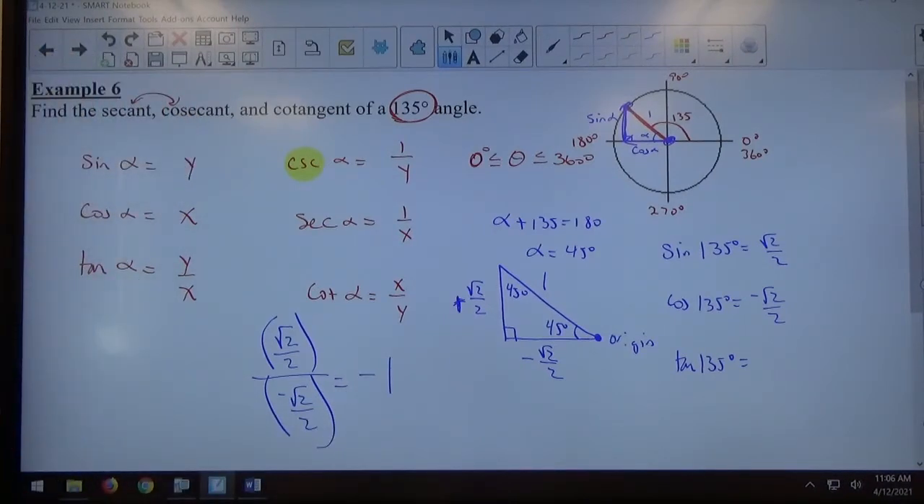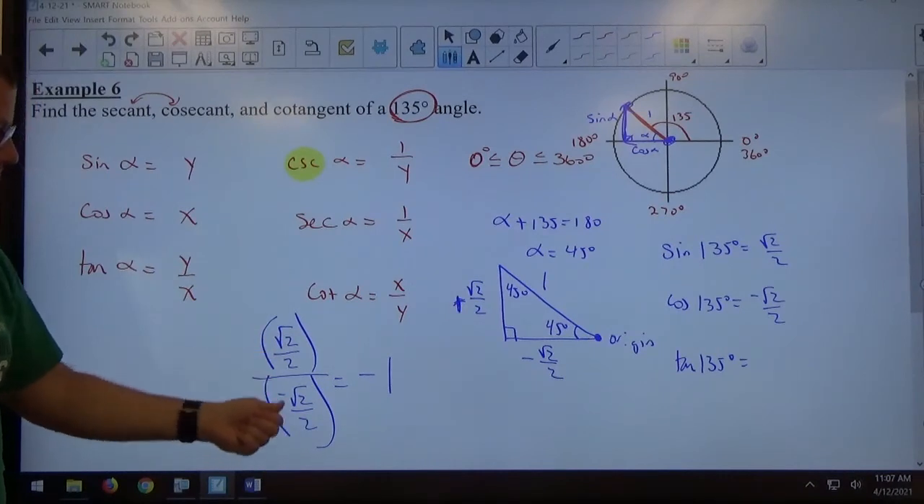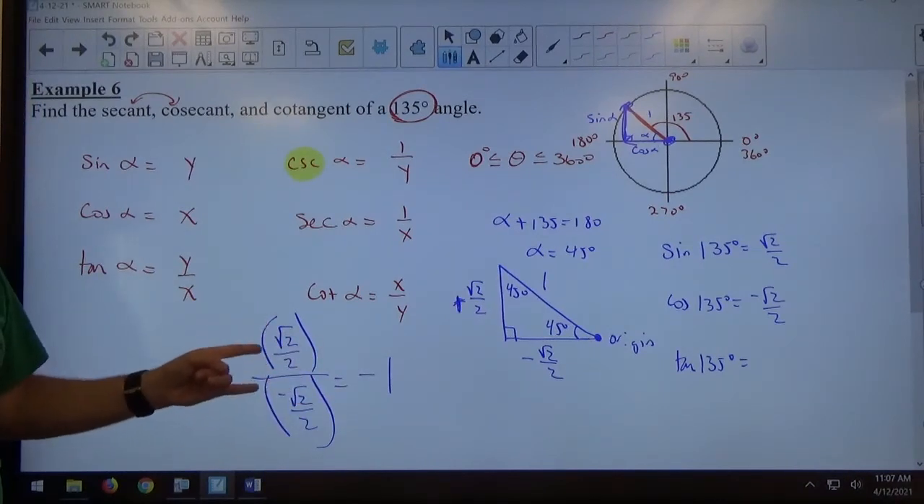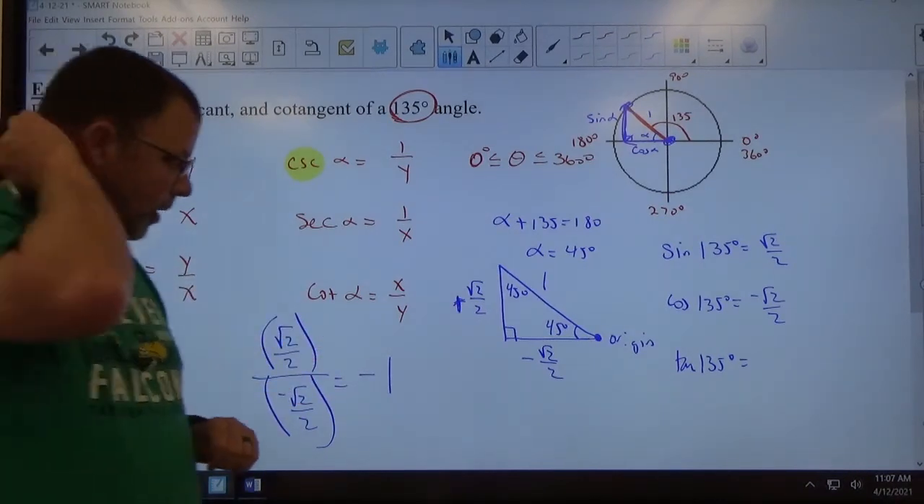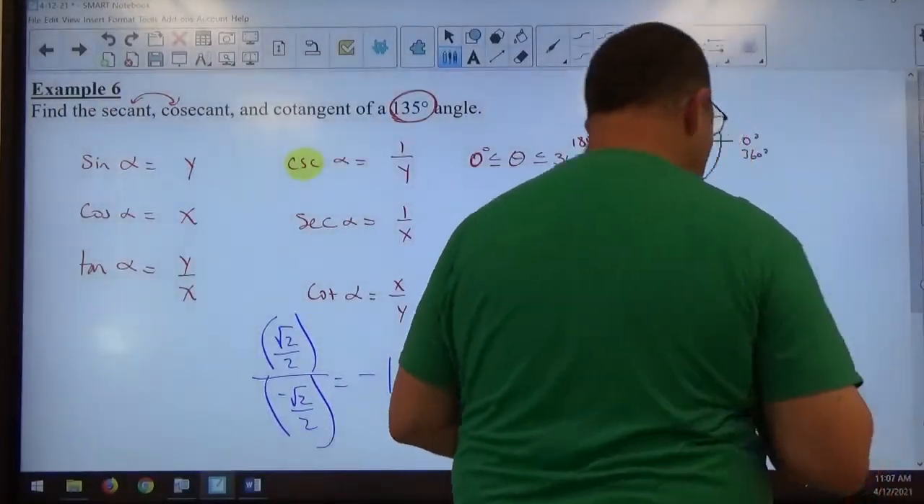Why? Because when you divide a number by itself, no matter how ugly the number is, you get 1, right? 7 divided by 7 is 1, 5 divided by 5 is 1, the square root of 2 over 2 divided by the square root of 2 over 2 is 1. Hippopotamus divided by hippopotamus is 1. It doesn't matter what it is. If you divide something by itself, you get 1. Opposite signs made the negative, but the same number divided by itself makes 1. So, tangent's negative 1. Okay?